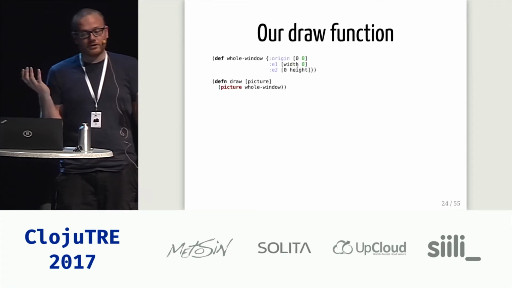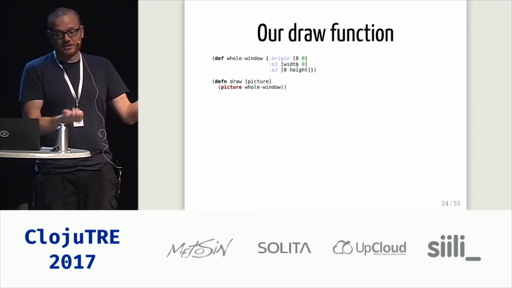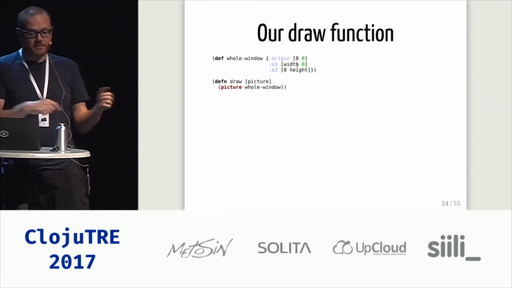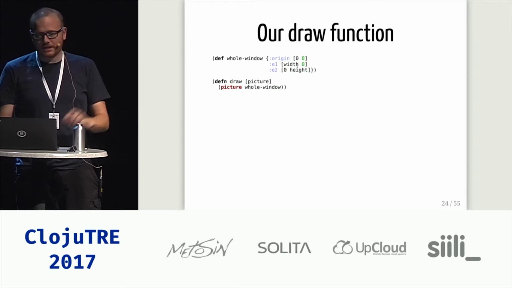So then what does the draw function do? So when you say draw a picture, it actually takes the picture, which is a function, and passes it the whole window, which is the frame that's the width and height of the thing I'm drawing. So I hope that's clear so far.